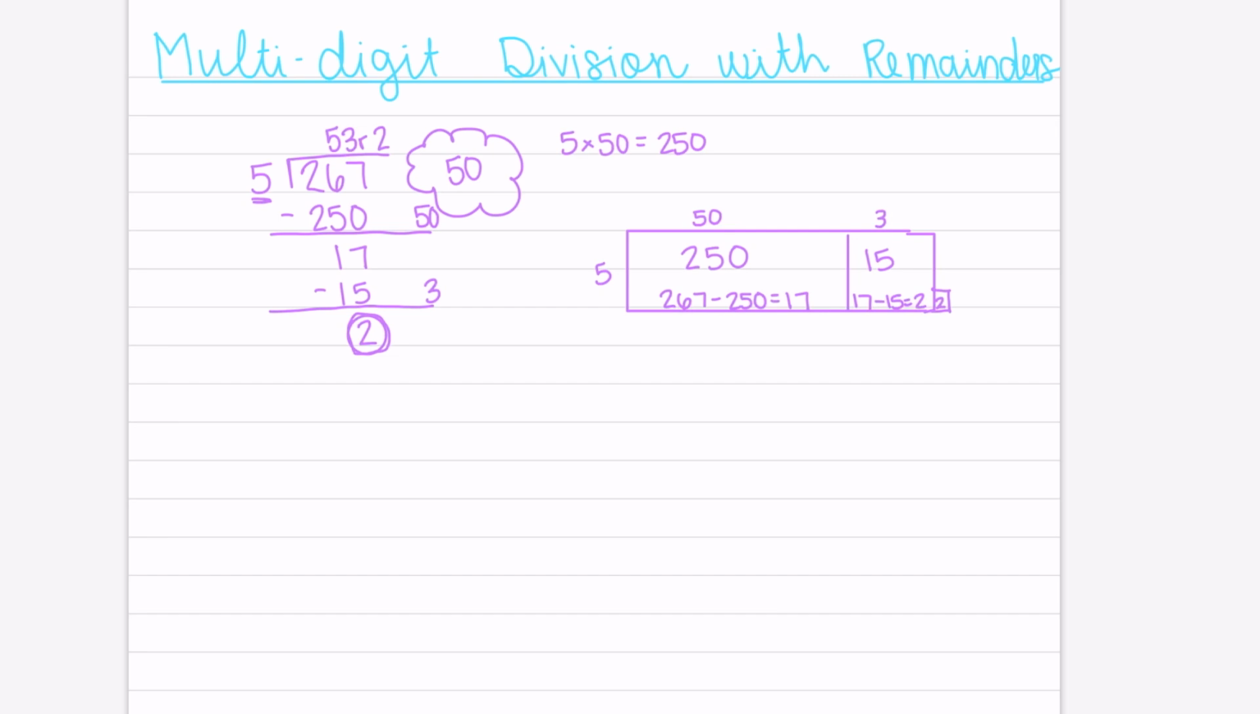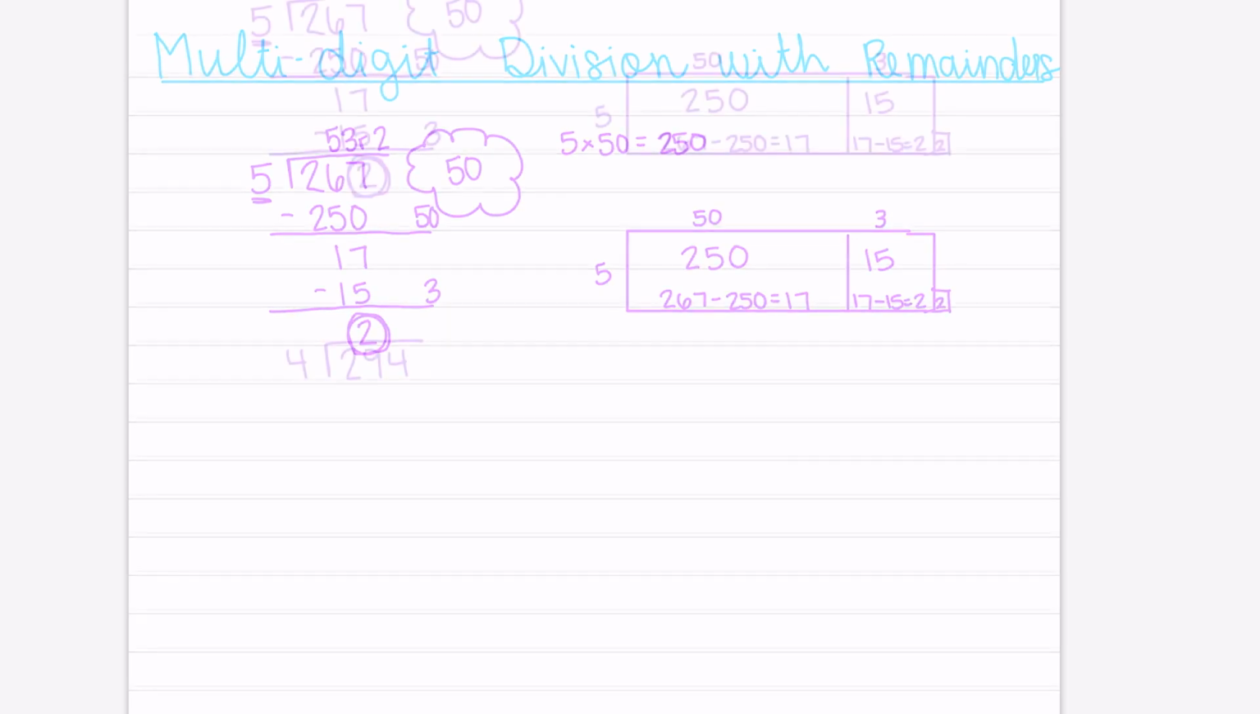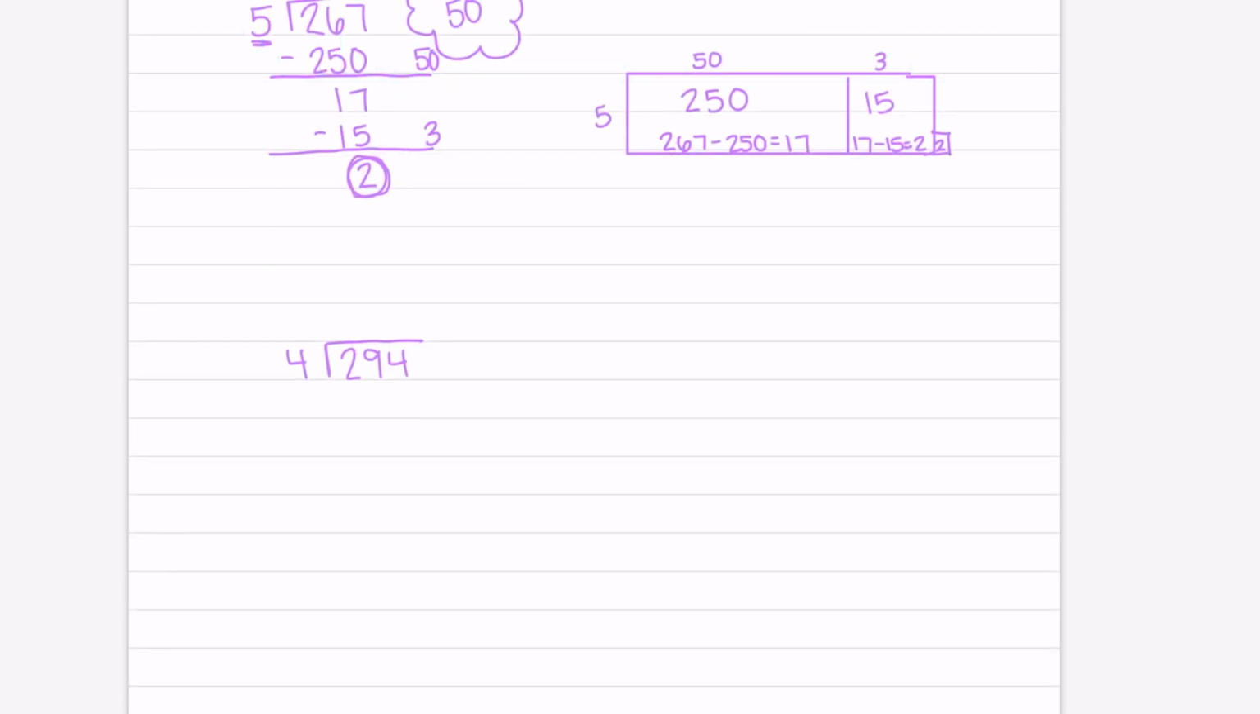Okay, let's look at a different problem. Okay, 294 divided by 4. So for my estimate, I know that 4 times 70 is 280, which is close to 294, so I'm going to use my estimate of 70. I'm going to start by subtracting 280, which are my 70 groups of 4, and I am left with 14.